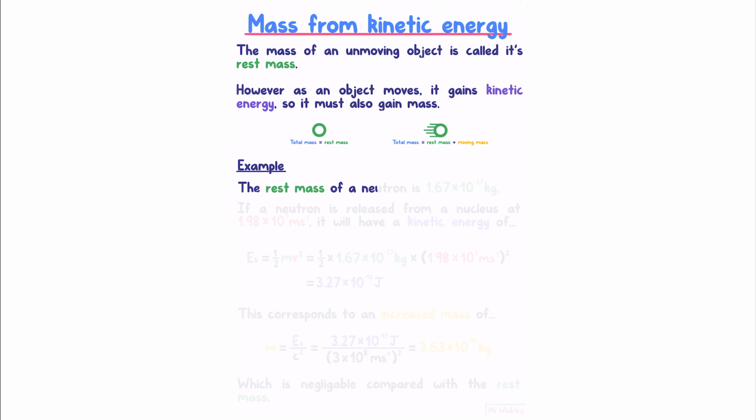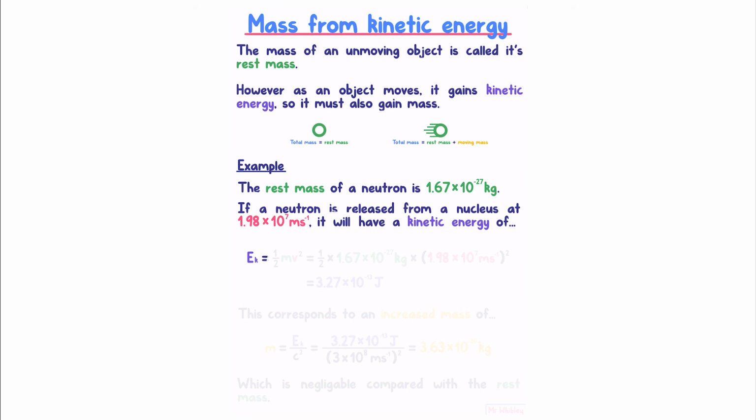The rest mass of a neutron is 1.67 times 10 to the minus 27 kilograms. If a neutron is released from a nucleus at 1.98 times 10 to the 7 meters per second, it will have a kinetic energy of Ek equals half mv squared. Putting in our mass and putting in our velocity gives us 3.27 times 10 to the minus 13 joules.